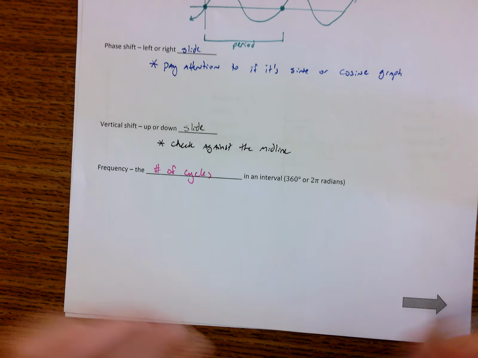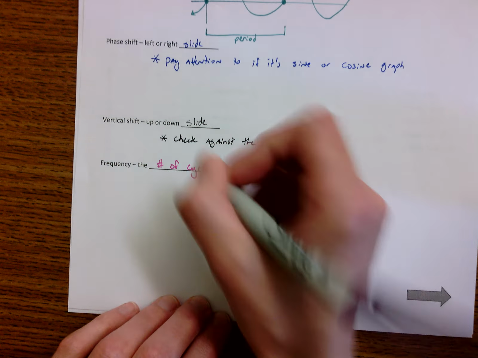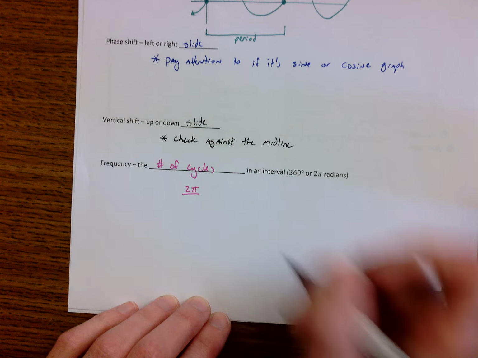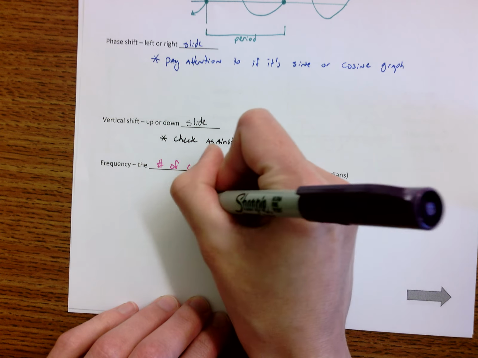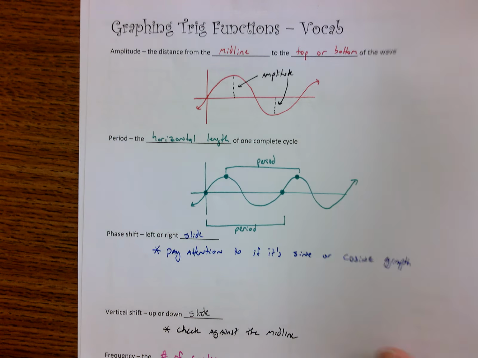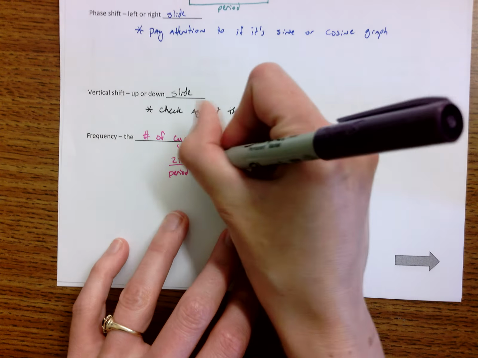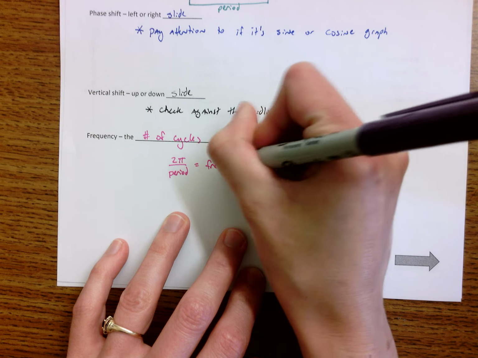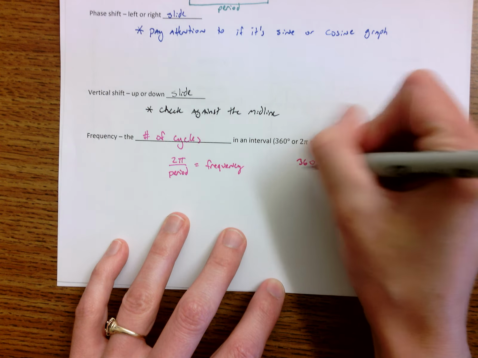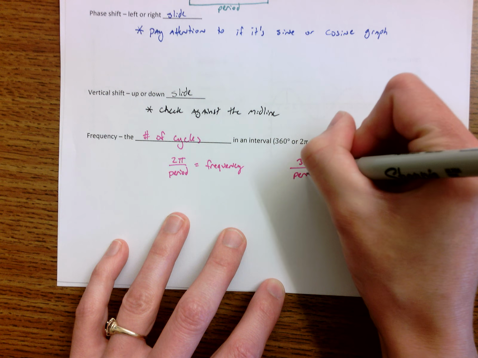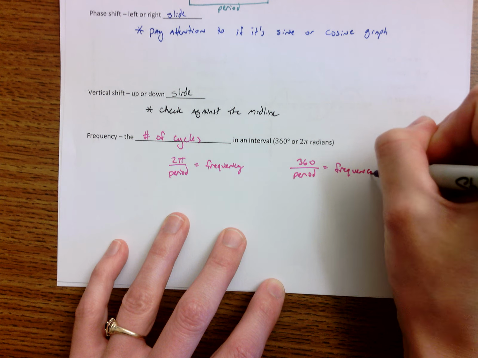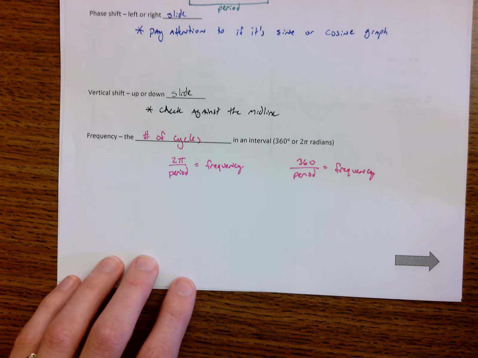And then a couple of little baby formulas that you're going to want to know. If you are in radians, if you do 2 pi divided by the period that we talked about up here, 2 pi divided by the period will give you your frequency. And similarly, if you're in degrees, 360 degrees divided by your period will give you your frequency. So that's kind of a shortcut.